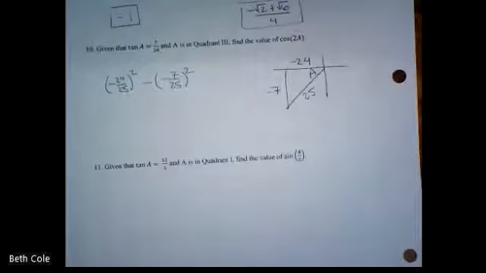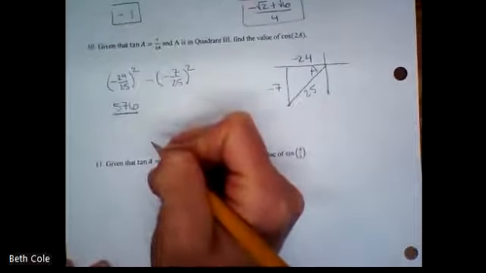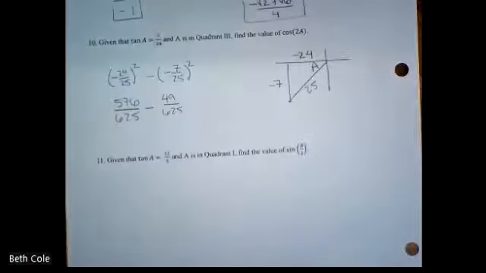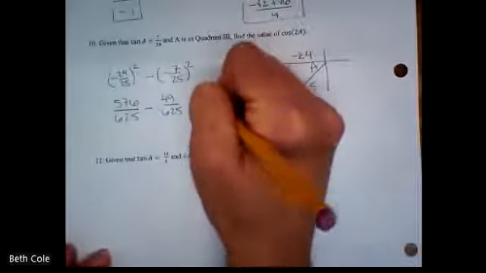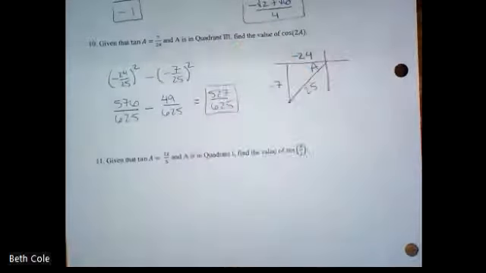So 24 squared, 576. Do you know 25 squared? Does anyone just happen to know that one? 625? Minus, and then this would be 49 over 625. So subtracting this, 527 over 625. Again, you won't need a calculator for your quiz, so maybe numbers smaller.